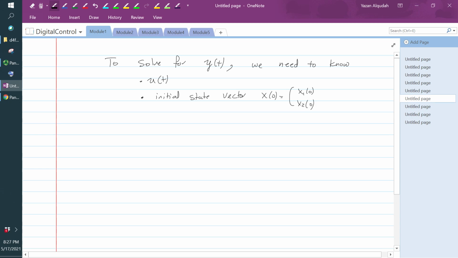Okay, so I'm going to stop here, and in the second module we're going to look at the state space model, and we're going to look at how to convert it to an all integrator block diagram, and we're also going to be looking at how to take a state space model and obtain a transfer function from it.